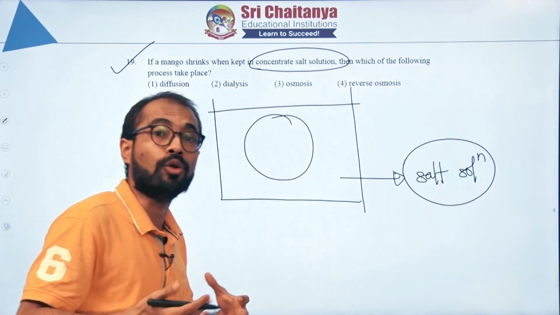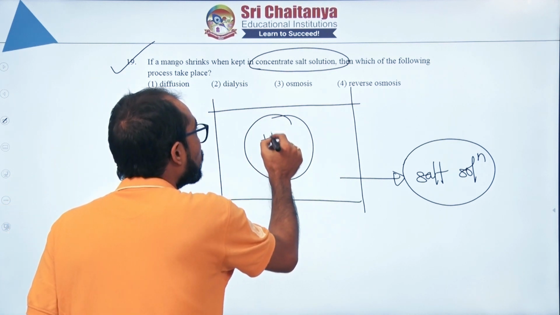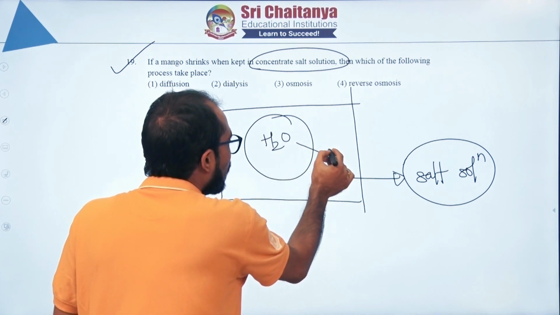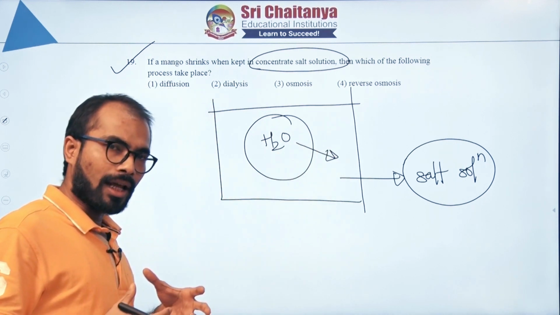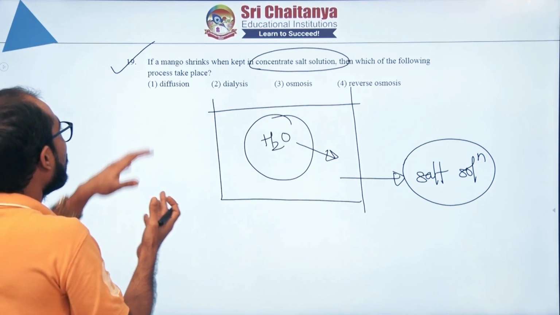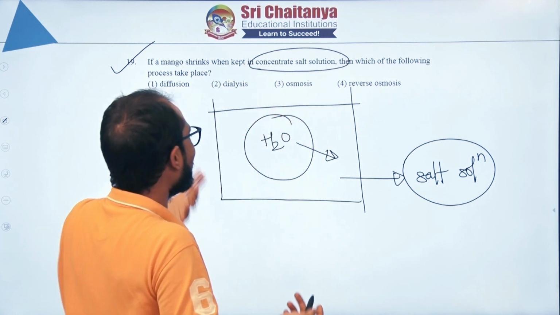So, here salt is more, water is less. So, where will the water be more? Water will be more here. So, now water will come outside, and as a result the mango is going to shrink. So, if a mango shrinks when kept in a concentrated salt solution, then which of the following is taking place?